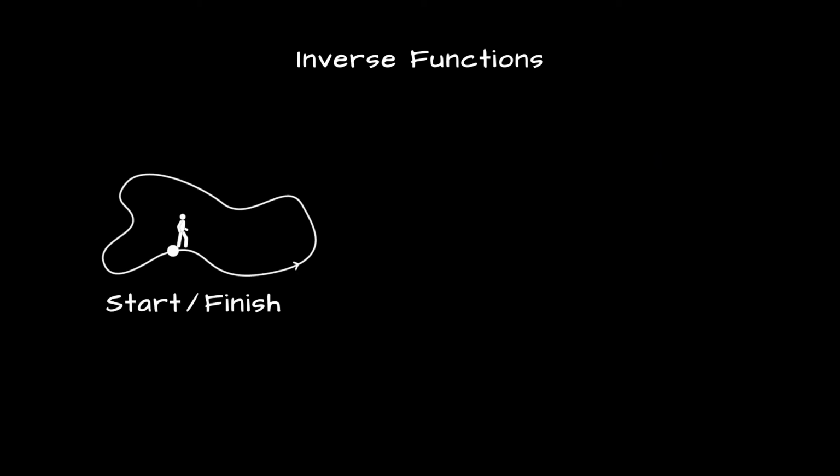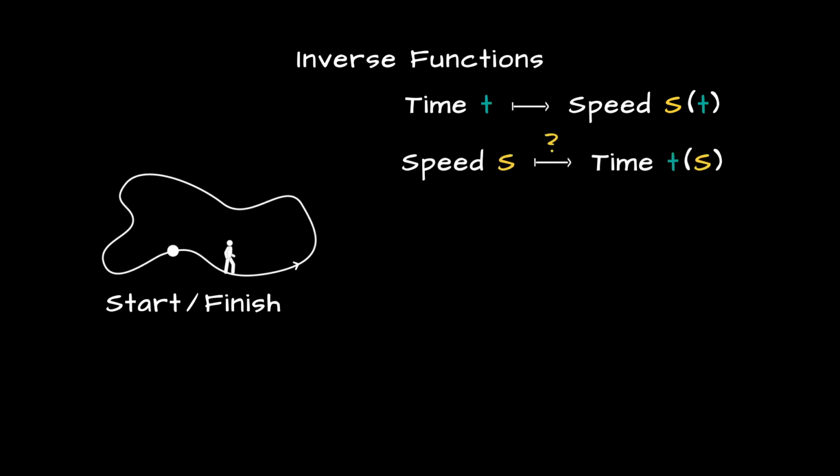And one final example before we move on to formalities. Let's say that you'd like to go for a jog along a closed loop that starts and ends at the same place. Then, during the time when you're running, we can associate to any moment of time your corresponding speed, which is an example of a function.